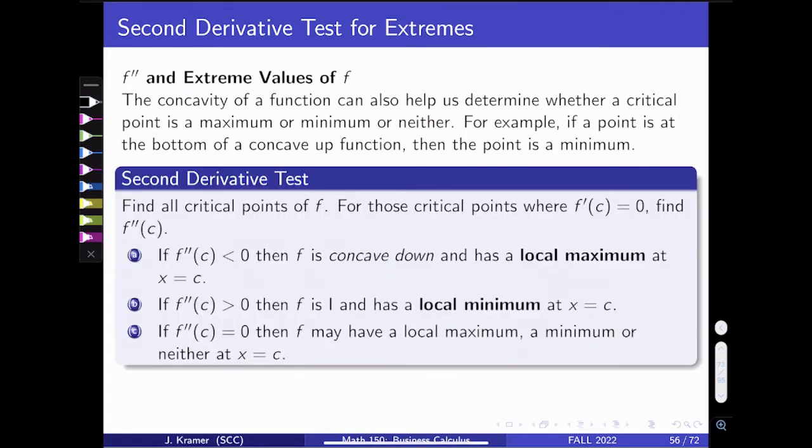To use the second derivatives test, we start by finding all critical points of f. That's where the first derivative is either set equal to 0 or undefined. Then we find the second derivative and evaluate at those critical points.